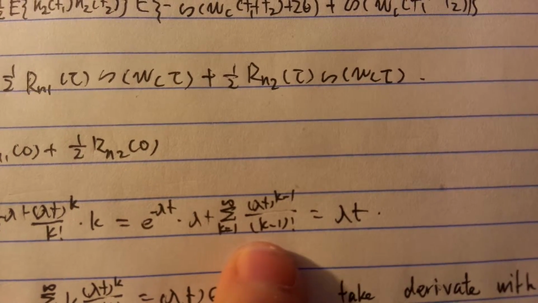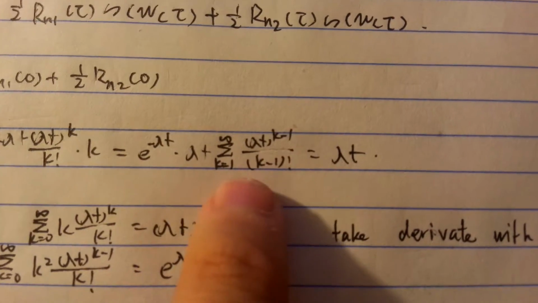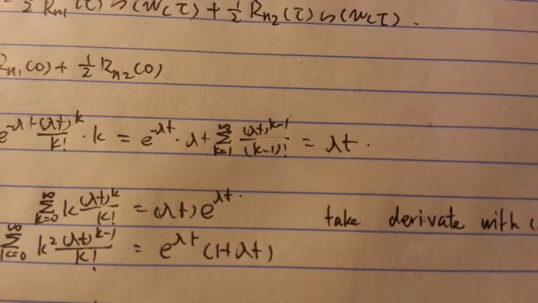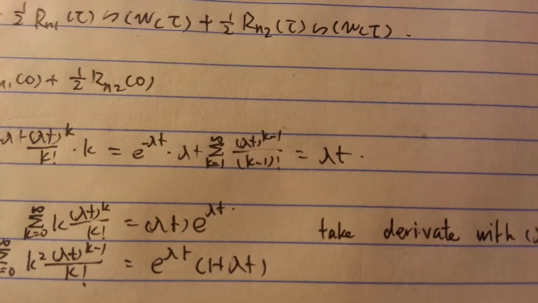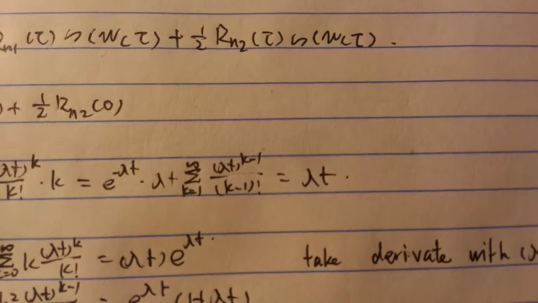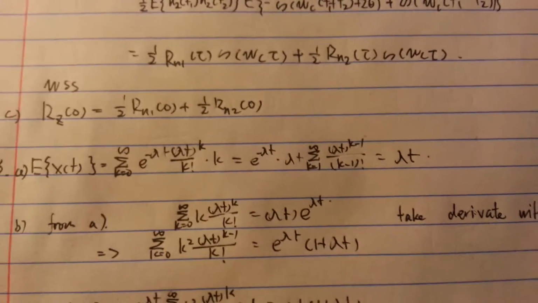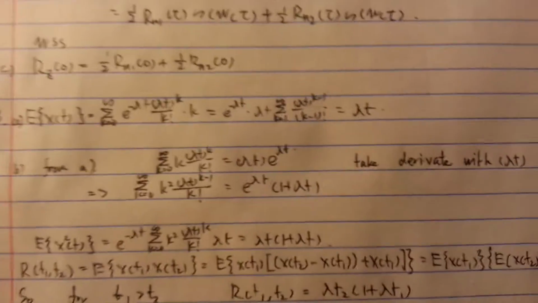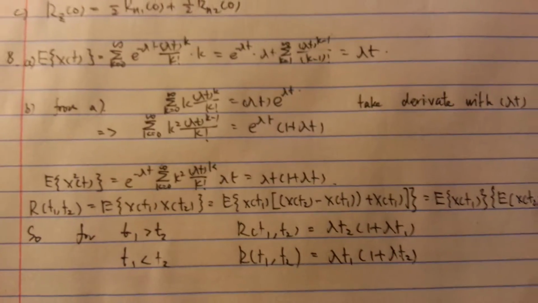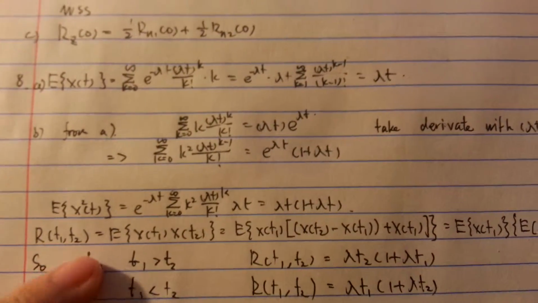over k minus 1 times k minus 2 times down to 1. And this is just equal to e to the lambda t, and this is cancelled with e to the minus lambda t. Finally, what we get is just lambda times t, and this is the expectation of the Poisson distribution.